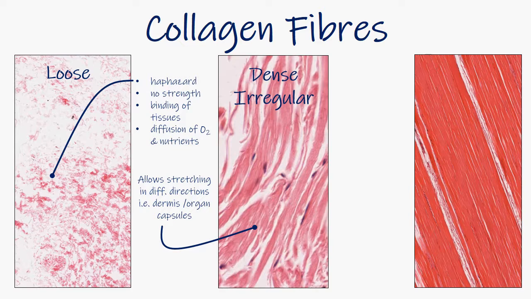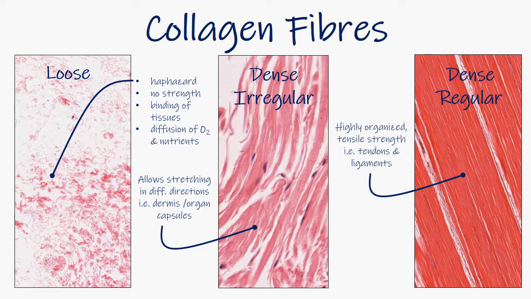Finally, on the far right is a tissue that you've already seen, dense regular connective tissue. The collagen fibers are very densely packed together and are arranged in a very regular manner. This imparts tremendous tensile strength to the tissue and explains why this dense, regular connective tissue is located in tendons and ligaments.